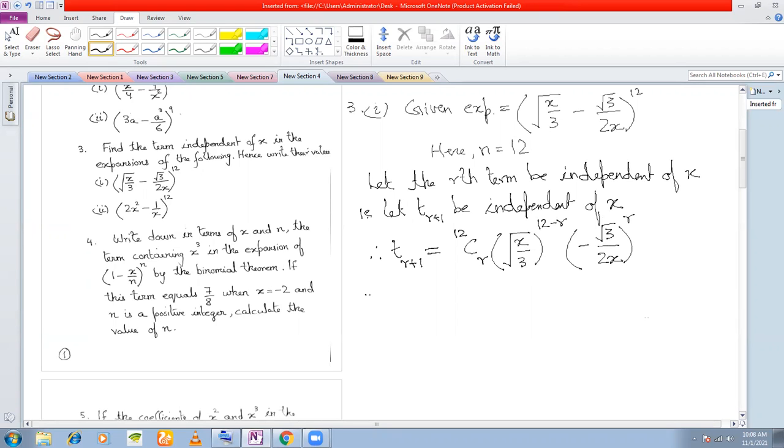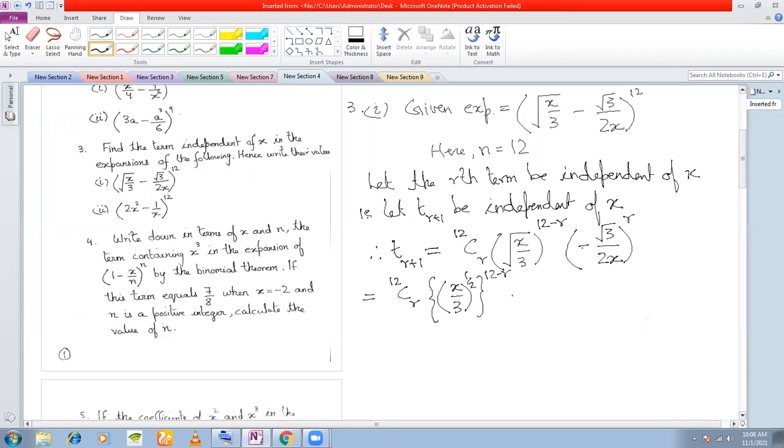Fine. Now we just simplify this a little and take all the x's together. So you have 12Cr, and here you can write this as x by 3 to the power of half, whole to the power of 12 minus r.